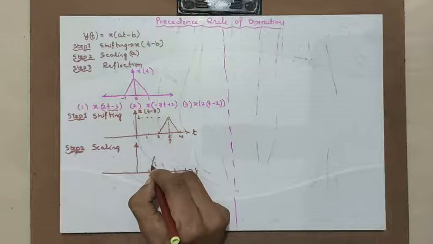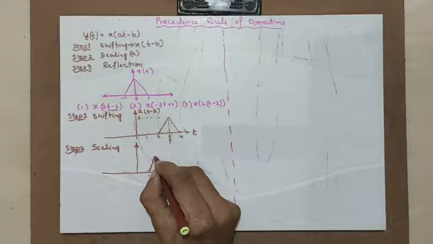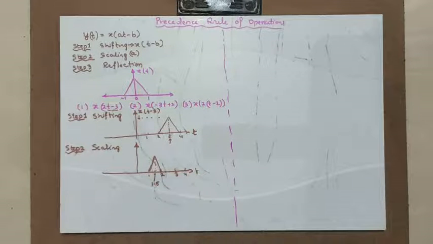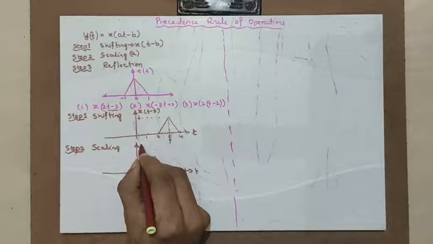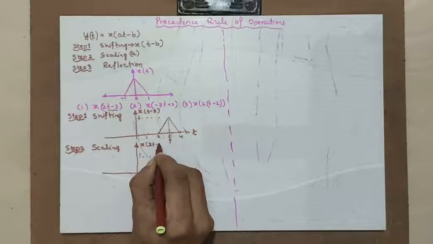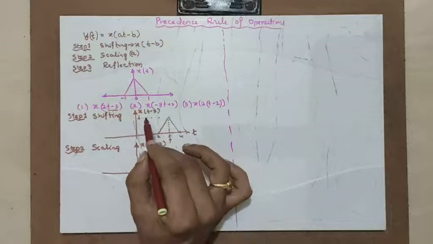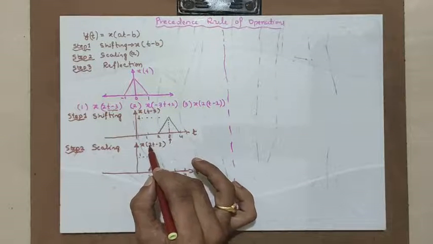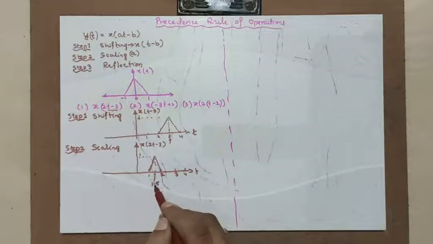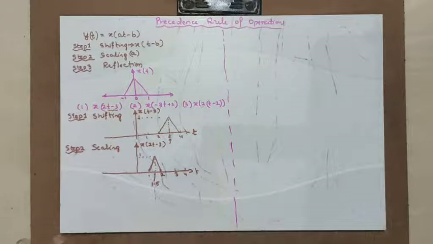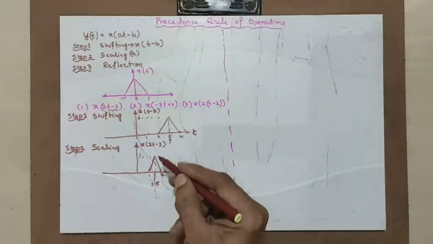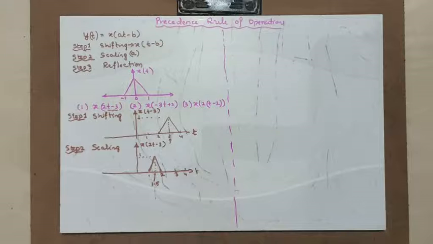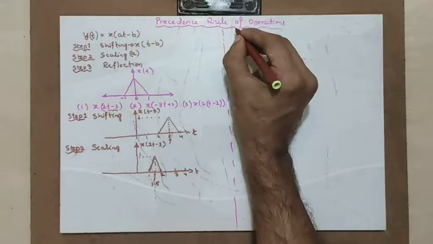Finally, I got this answer as x of 2t minus 3. You see, first step is shifting t minus 3. Next is scaling by a factor of 2. Hence, the signal became x of 2t minus 3. Nothing more than that. Reflection is not there in this example. If reflection is asked, then you have to do it. Let us see example 2 where the reflection is there. I hope you understood this. First shifting, then scaling. Now I have solved example 1. Let us see example 2 here.